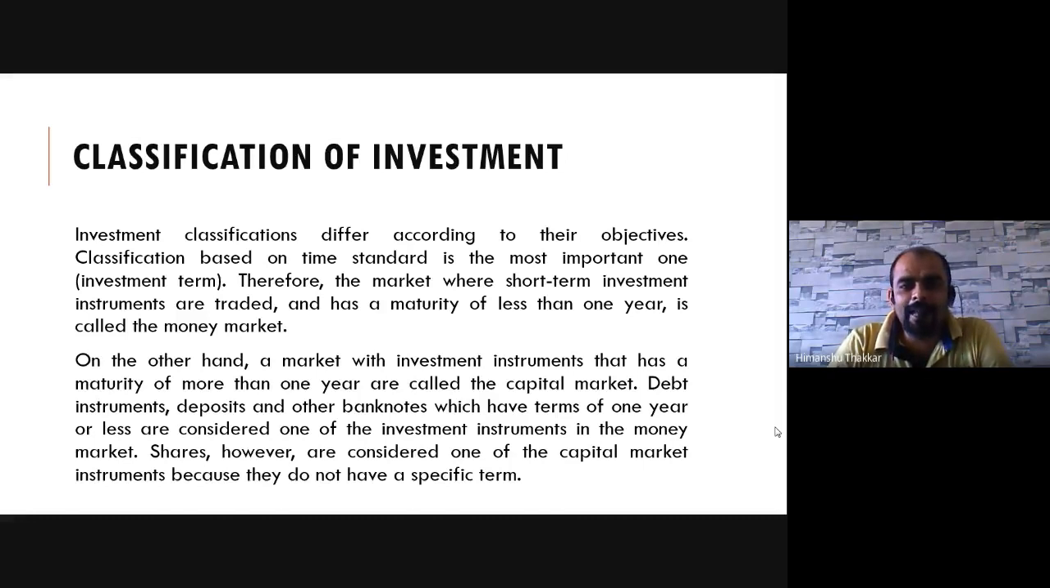Classification based on the time standard is the most important one. I mean, you can classify investment on the basis of the time for which you are putting your money in. That is one of the ways of classifying the investment. Therefore, the market where short-term investment instruments are traded and have a maturity of less than 1 year is called the money market. On the other hand, a market with investment instruments that have a maturity of more than 1 year is called the capital market.